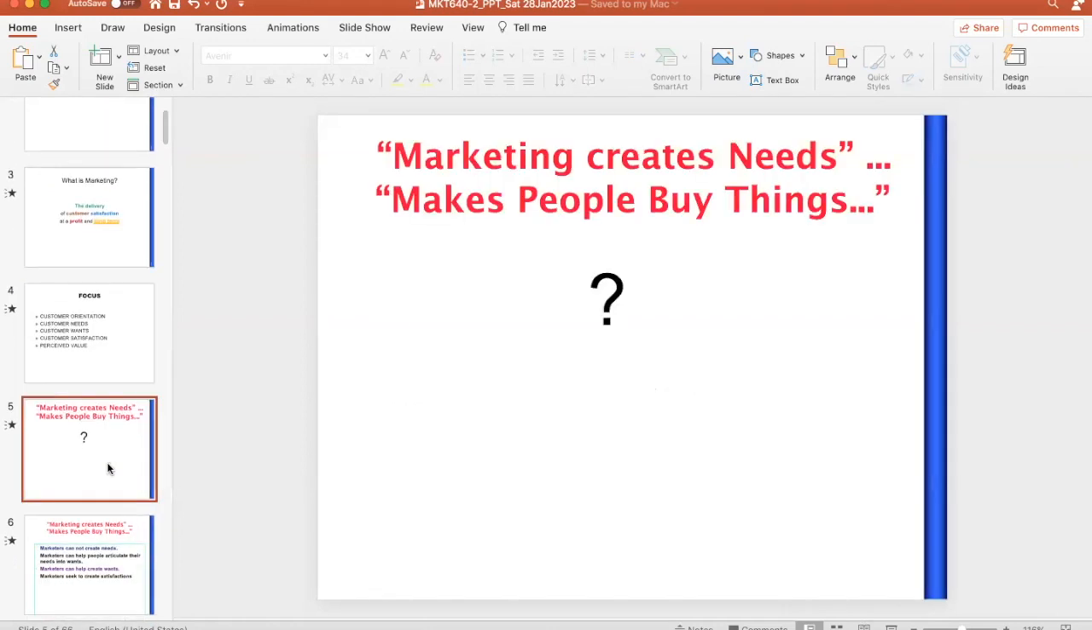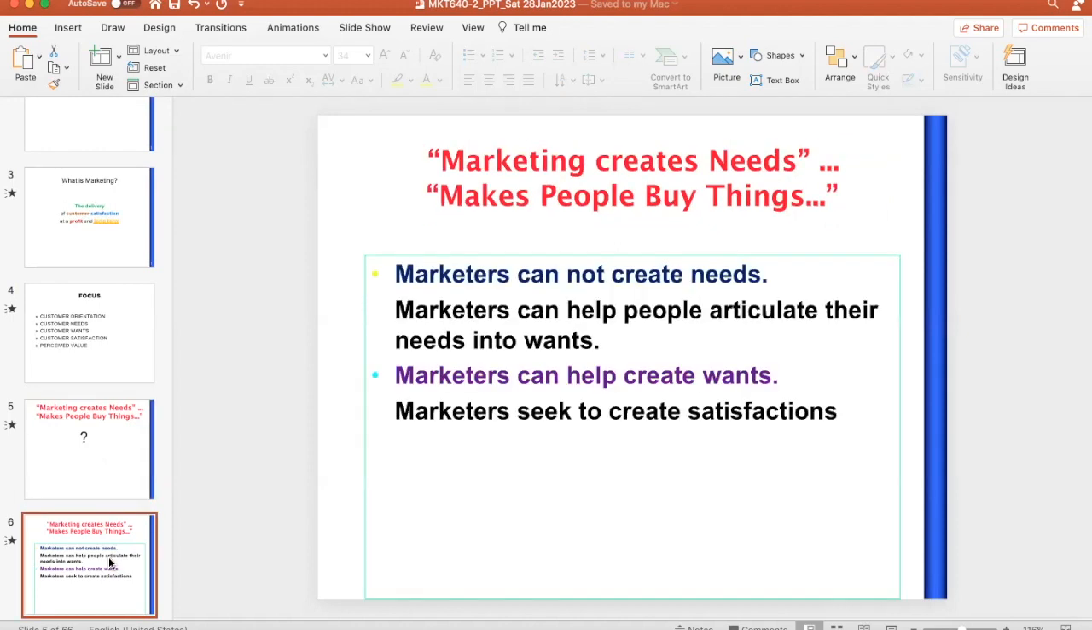Exactly. Can marketers create needs? Can they make people buy things? Well, yeah, they can make people buy things, but they don't create needs. They create wants. They make people want brands.